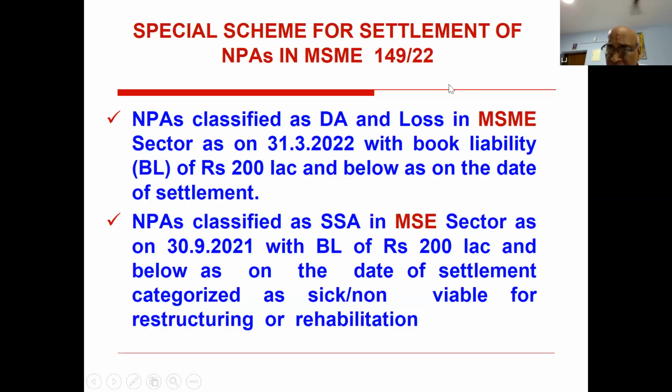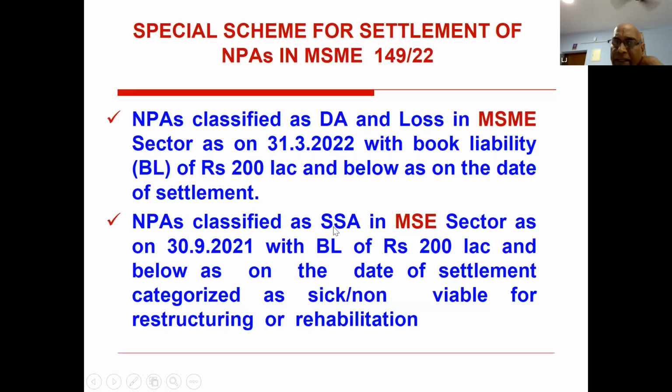Then if it is not MSME, if it is MSE only, M is not there. So if the loan is for the MSE sector, even if it is a substandard asset, it can be brought here. M can be given only for doubtful and loss. MSE can be given even for substandard. For MSE, even doubtful and loss you can go. If only M, medium, is there, you can give only doubtful and loss asset.